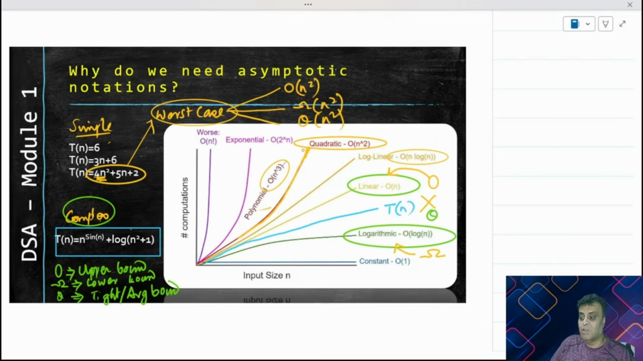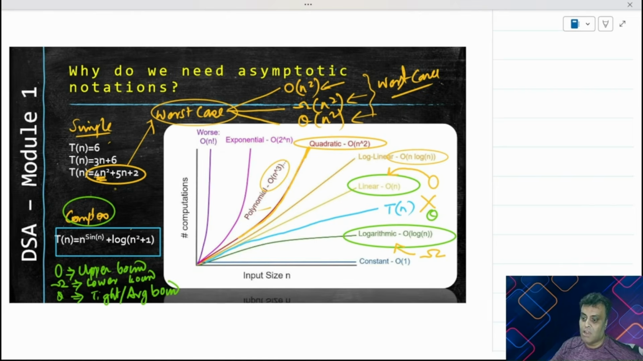So basically your upper bound is n square, your lower bound is n square, and your average or tight bound is also n square, which is why you write order of n square, omega of n square, theta of n square, because all of these represent worst case upper bound, worst case lower bound, worst case average bound. So I hope you understand that worst case is not represented by a lower bound or an upper bound, and best case is also not represented by a lower bound or upper bound.